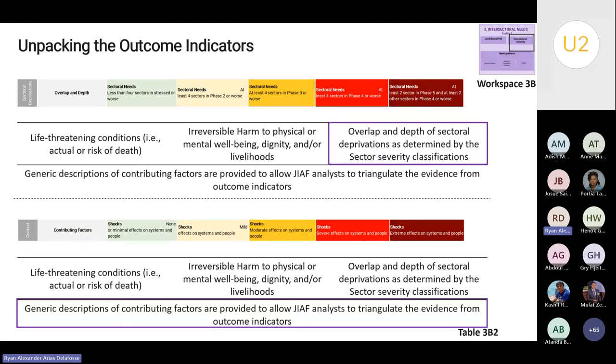And then finally, there are general descriptions of contributing factors that have to do with shocks. So as you can see, these are quite vague. They're quite open. This is meant to be a collaborative process with clusters. And this is why it is important that not just IMOs are involved in this process. Coordinators should be involved in this process. Experts should be involved in this process. Affected population groups should be involved in this process. This is a time for you to discuss and make sure that these issues are highlighted.